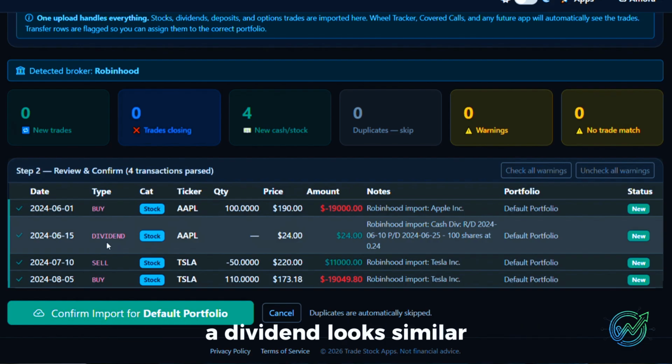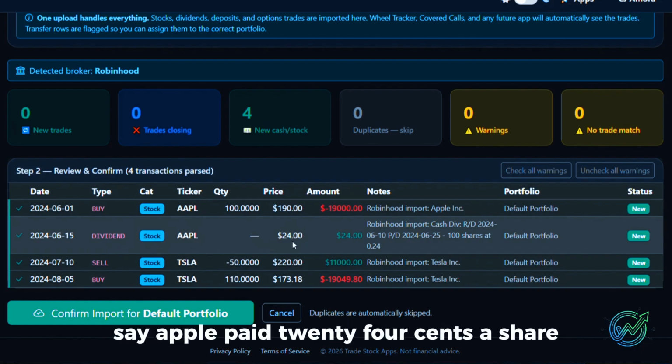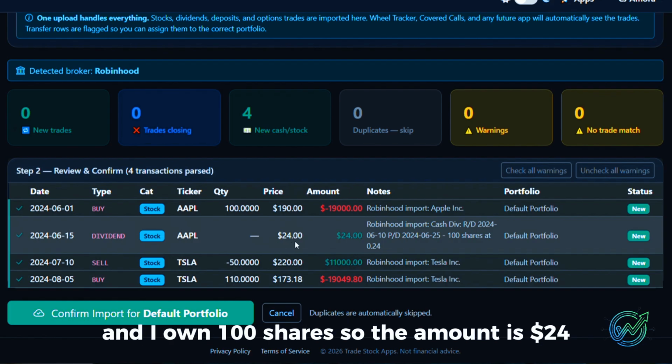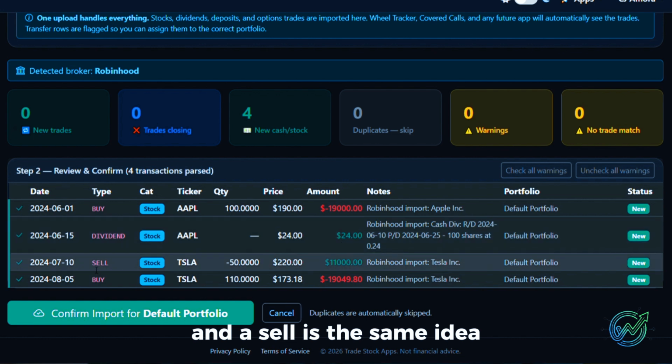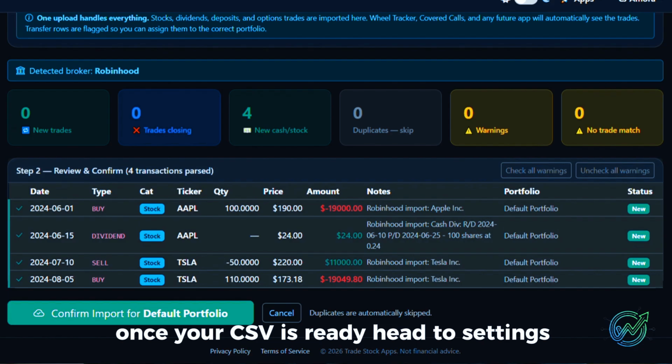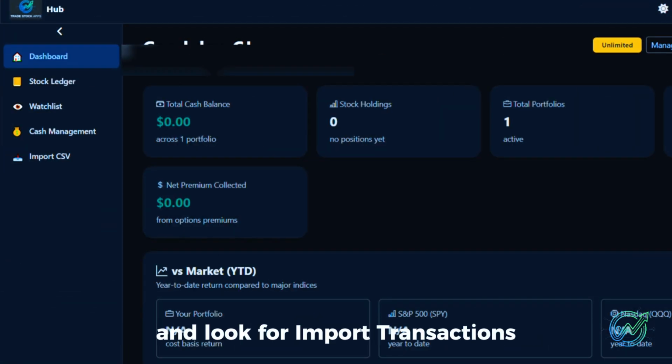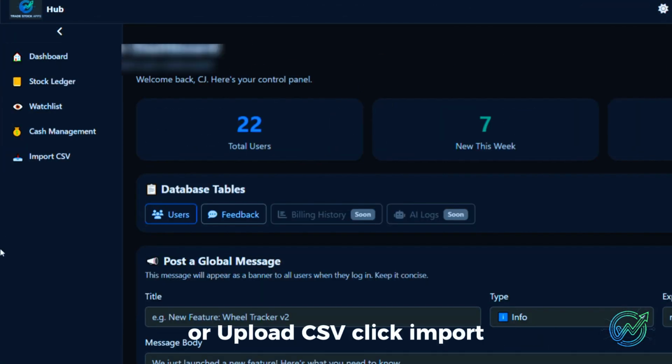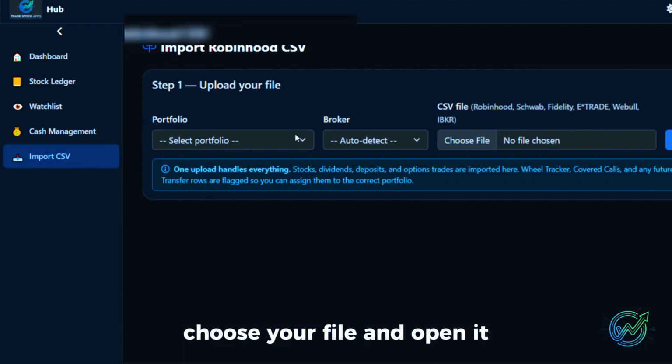A dividend looks similar. Say Apple paid 24 cents a share and I own 100 shares, so the amount is $24. And a sell is the same idea. I sold 50 shares of Tesla at 220, so that's a quantity of 50 with the cash flowing back in. Once your CSV is ready, head to Settings and look for Import Transactions or Upload CSV. Click Import, choose your file, and open it.